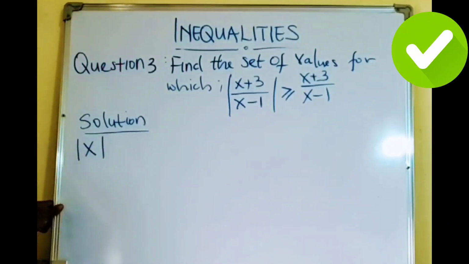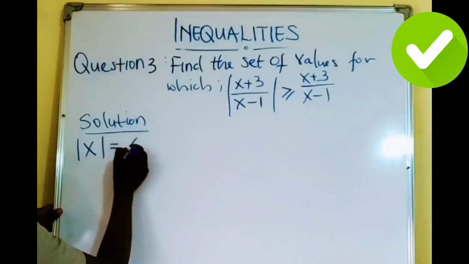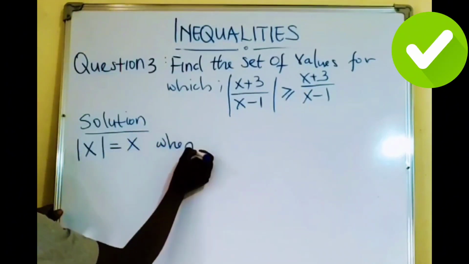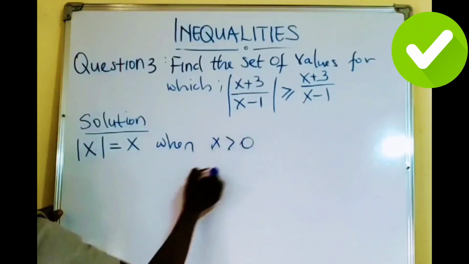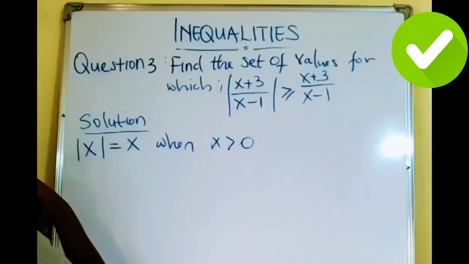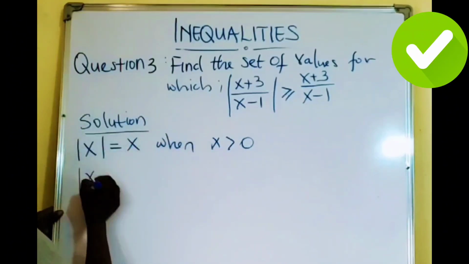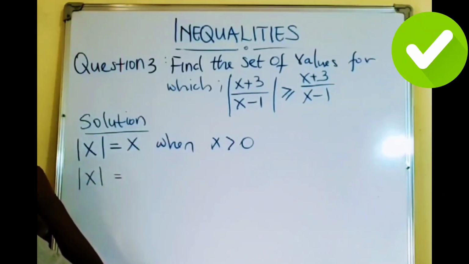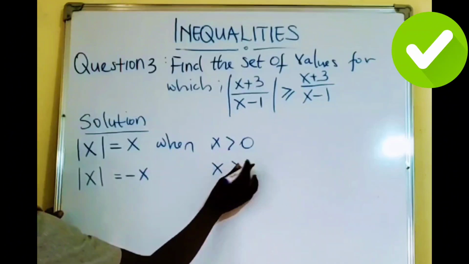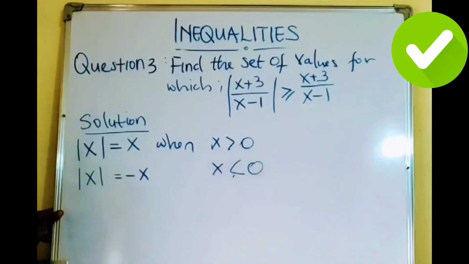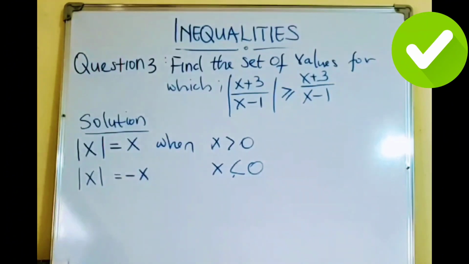the modulus of x can either be equal to x when x is greater than 0, or it should be equal to negative x when what you have within the modulus sign is less than 0. So this is a principle that we will use to solve this kind of inequality.